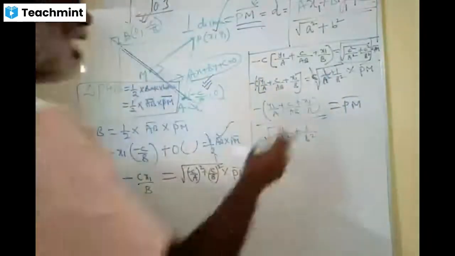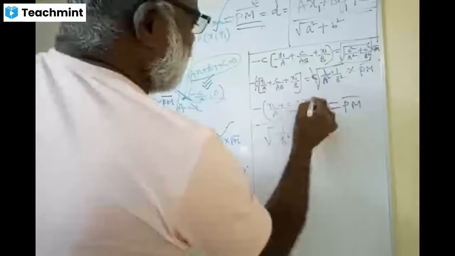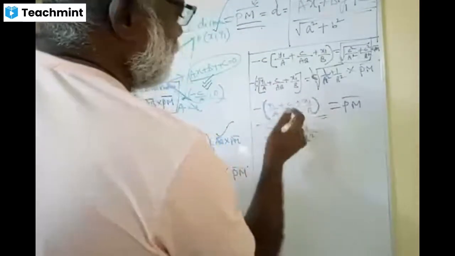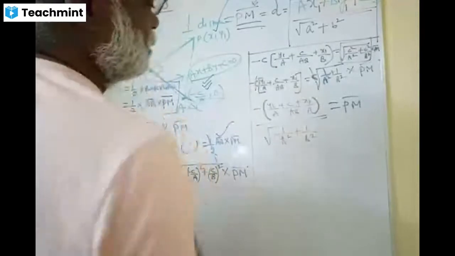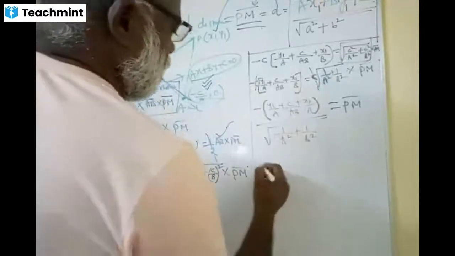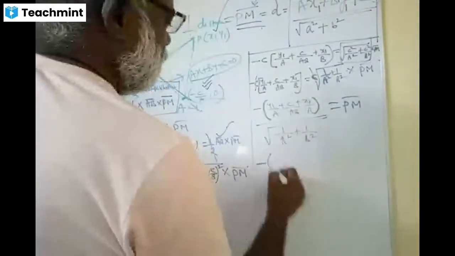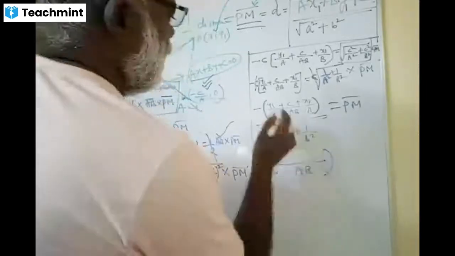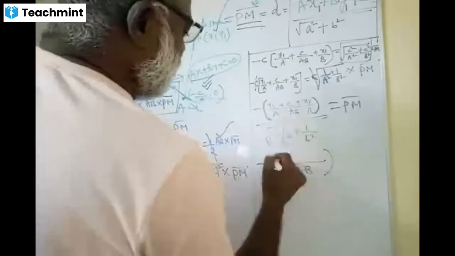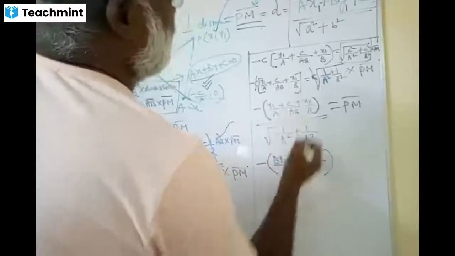Then yes, you just take the LCM. What is the LCM for this bracket, please? AB. Yes or no? Yes, sir. Minus. So AB is the LCM, yes. And here you have to multiply with B, that's called B by 1.